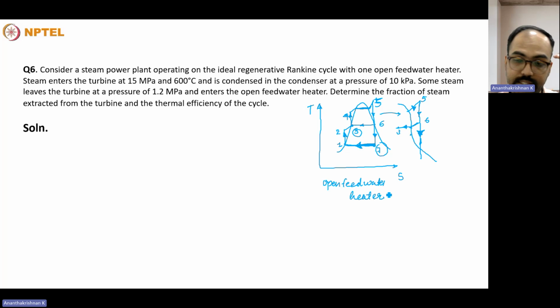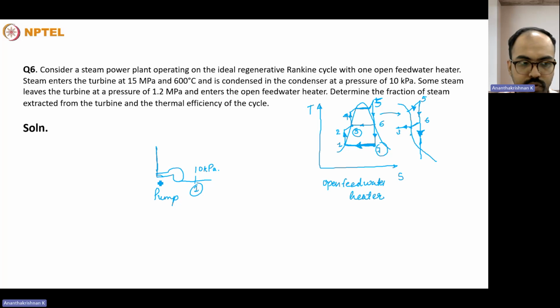Regenerative Rankine cycle. So if I try to draw a schematic of the whole process, it will look somewhat like this. We can start from point 1. So there will be a pump, a low pressure pump, and we are being given the pressure is 10 kilopascal in the condenser. So the starting pressure will be 10 kilopascal, saturated liquid pressure.